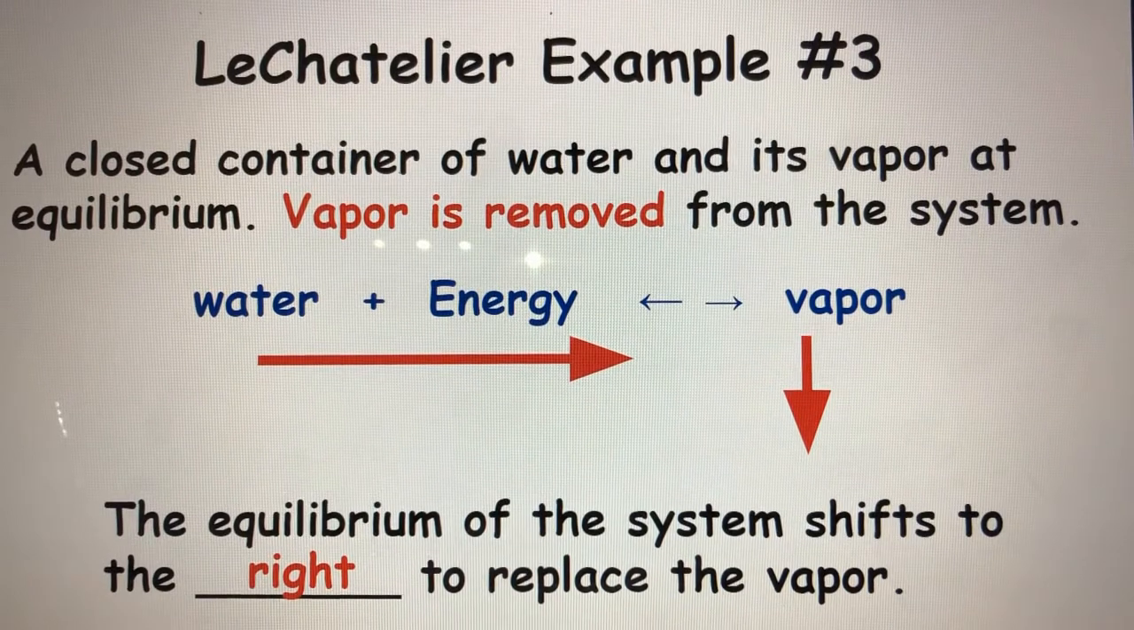So your forward reaction will happen faster than your reverse reaction. Water and energy will be converted into vapor faster than vapor will be converted into water and energy. Again, write down what I'm saying if you need to. Water and energy will be converted to vapor faster than vapor will be converted to water and energy. Forward reaction is happening faster.